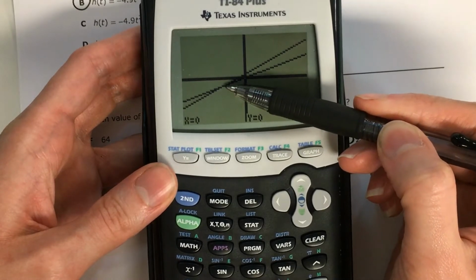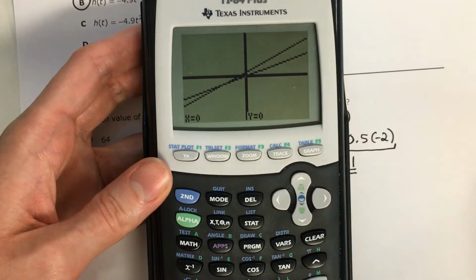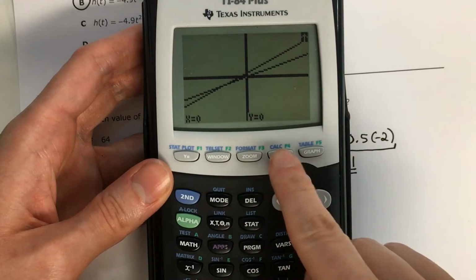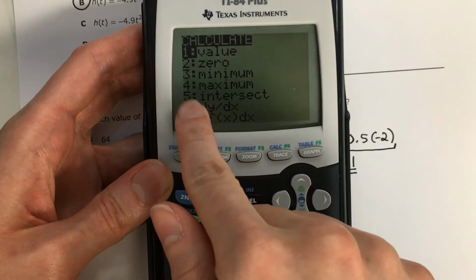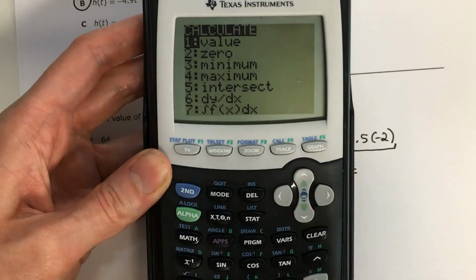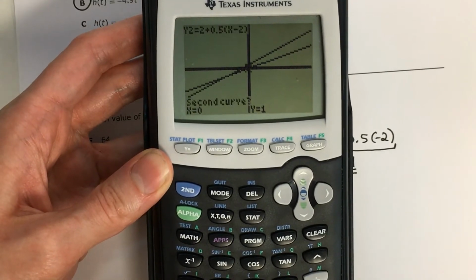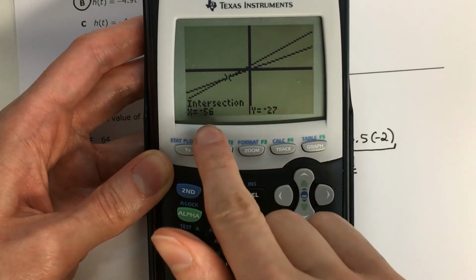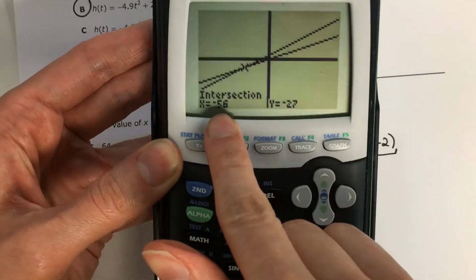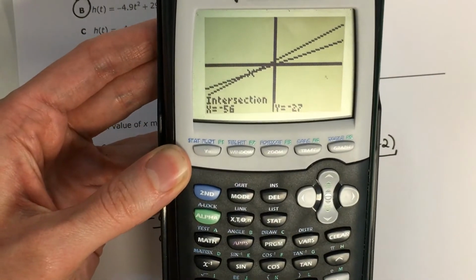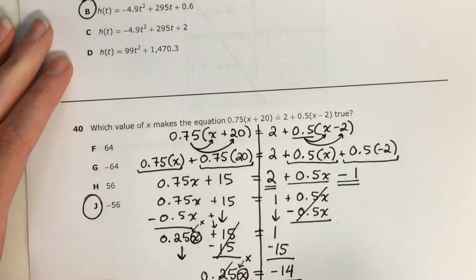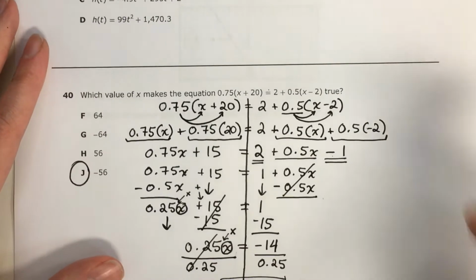So this is my answer here. I need to figure out what it is. So to do that, you need to do second calc. I want the number 5 intersect. So you're going to push the number 5 and enter 3 times. Enter, enter, enter. Do you see the x here? It's x equals negative 56. That's my answer. And that's what I have.